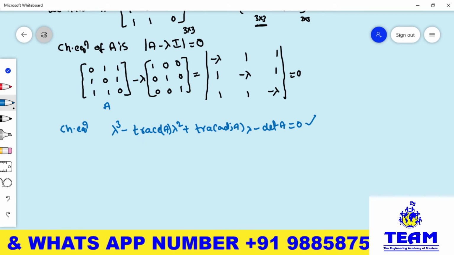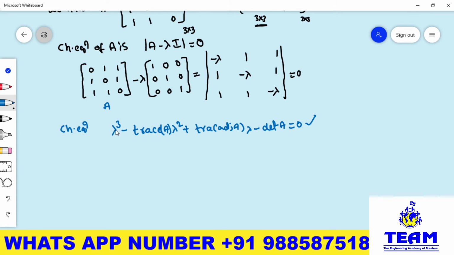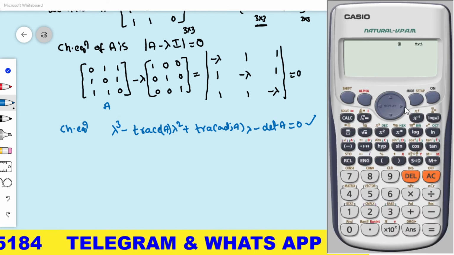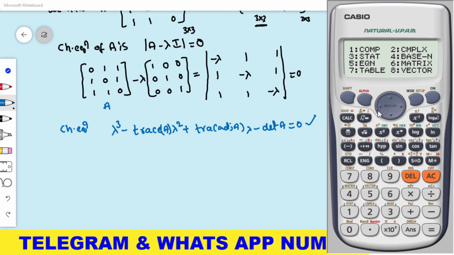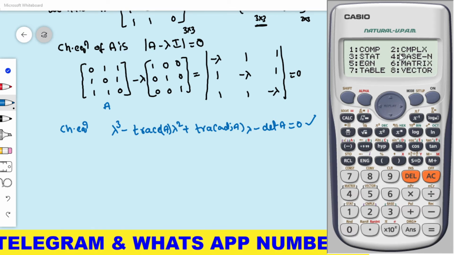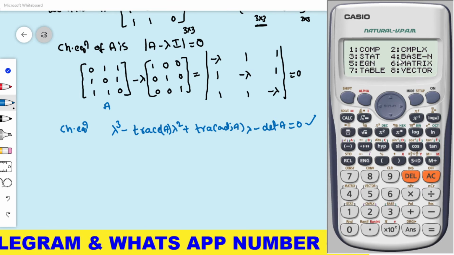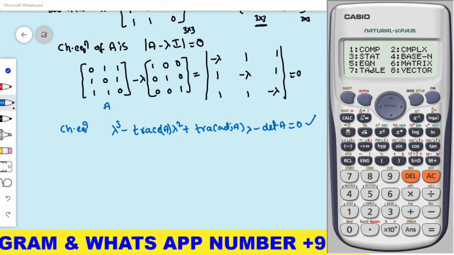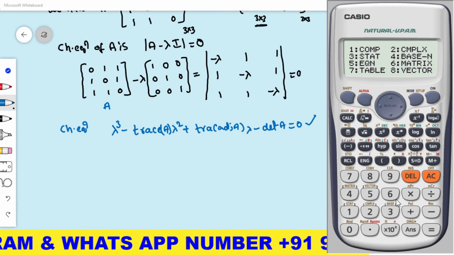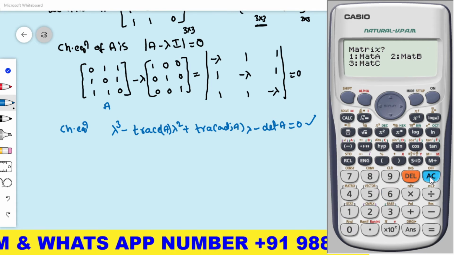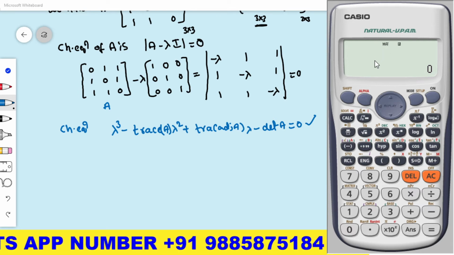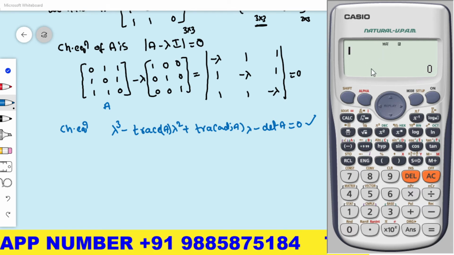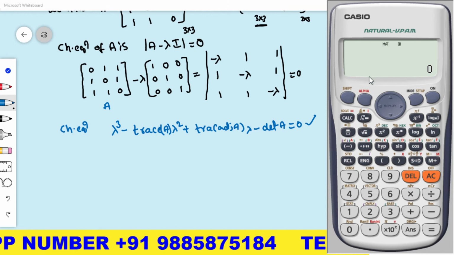Now, I am using the calculator. For that, first I have to enter the matrix. Friends, now you go for mode. In that, first we have to go for matrix mode. First one is computation, second one is complex, third one is statistics, fourth one is base-n, fifth one is equation, sixth one is matrix. So press the 6 button. Now you press the AC button. Friends, observe at the top, we have MAT. So now we are in matrix mode. This will calculate all the matrix operations.